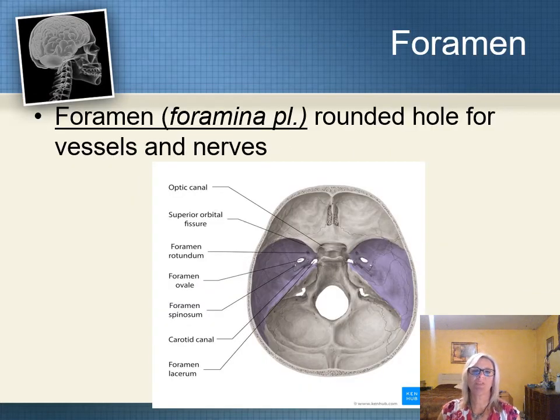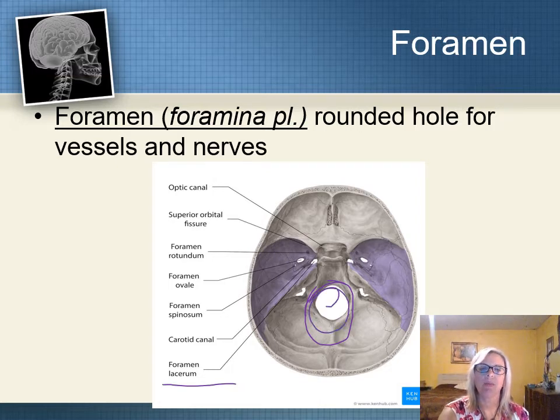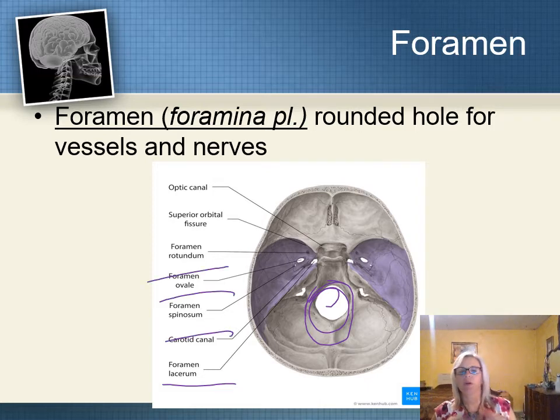So we have lots of different sizes of foramen, foramina. We have lots of small ones here, and we have a really large one here. You have the foramen magnum here. Sorry about that. Foramen lacerum, foramen ovale, spinosum, rotundum. And so foramen is basically a hole, usually a more rounded shape. If it's going to be more elongated shaped, it would be called a fissure or something else.